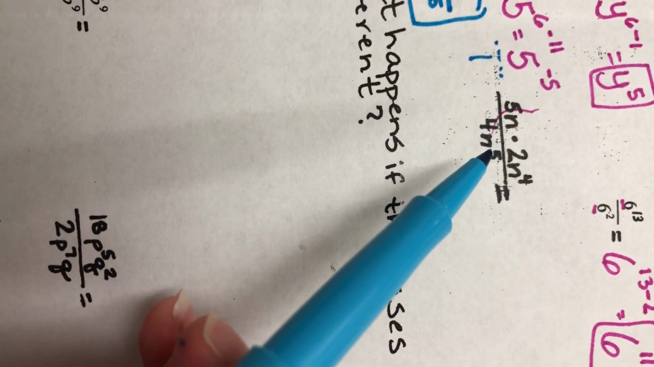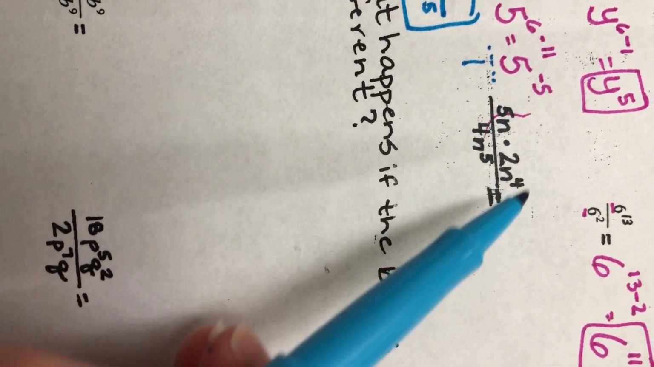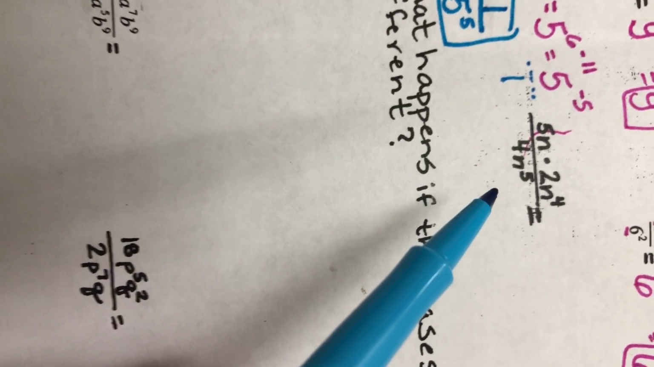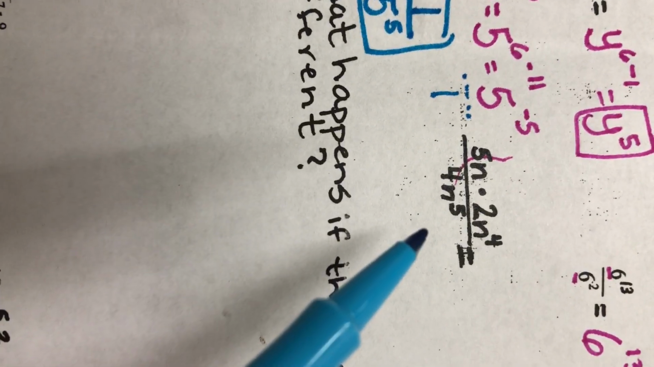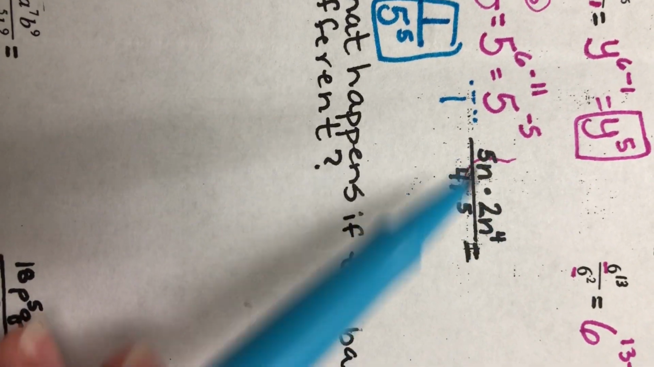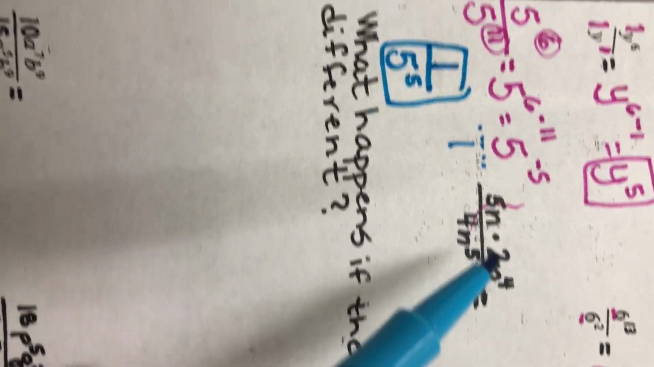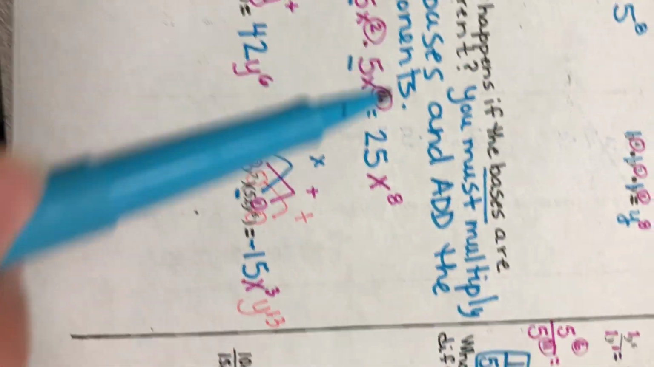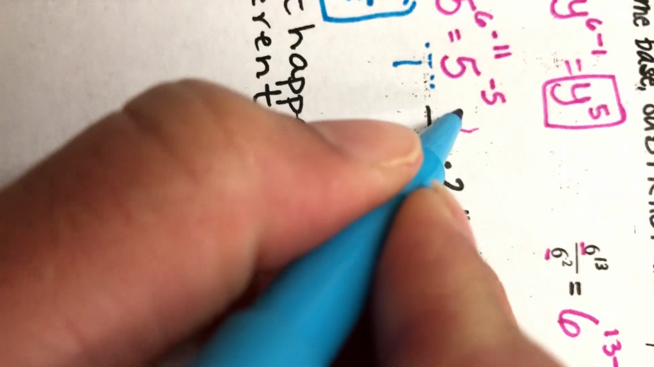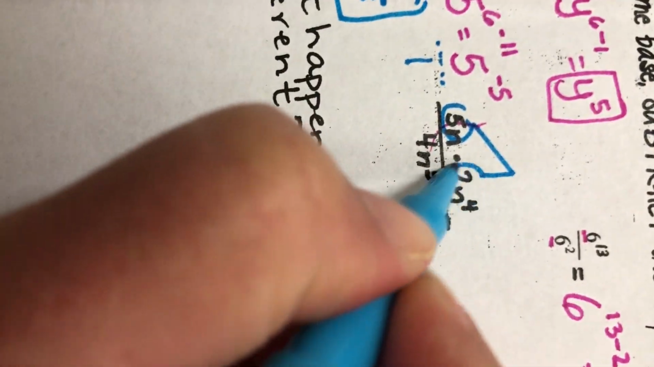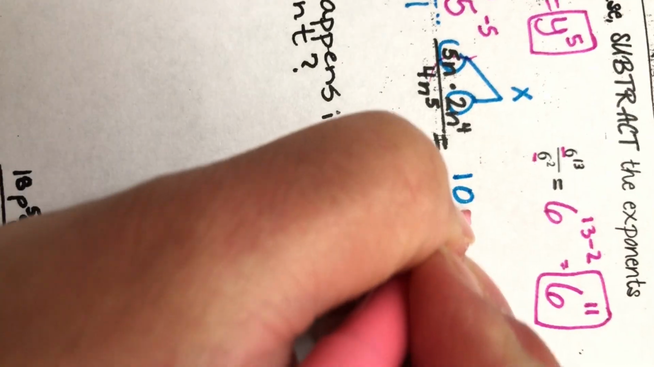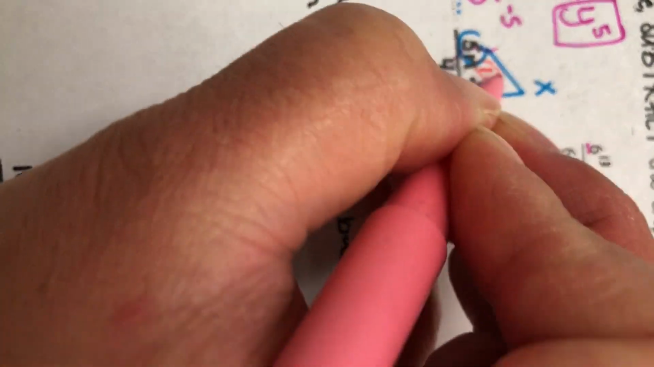Look at this example. I see a dot, which means I've got a product rule, and then I see the fraction bar, which means I've got the quotient rule. So I've got both rules in one. Which one do I have to do first? Well, I have to clean up my numerator, so I have to do the product. Let me go back and read what the product rule says: you must multiply the bases and add the exponents. So I must take 5 times 2, that's 10, and then I add my exponents: 1 plus 4 is 5.